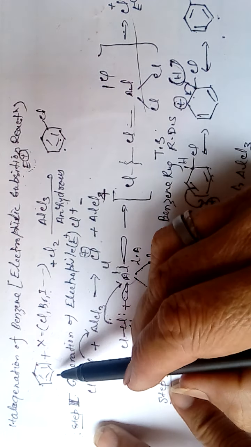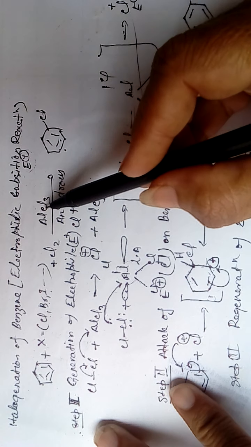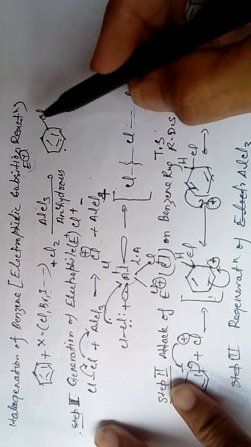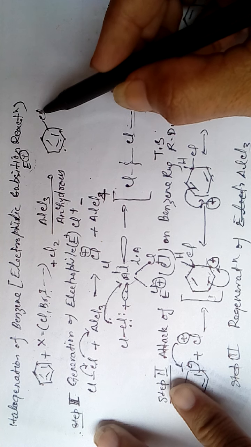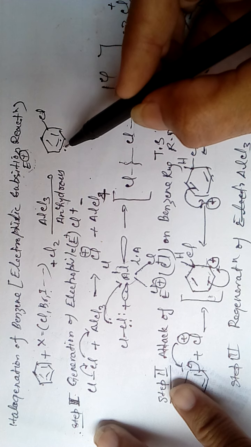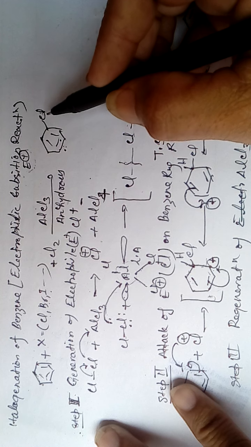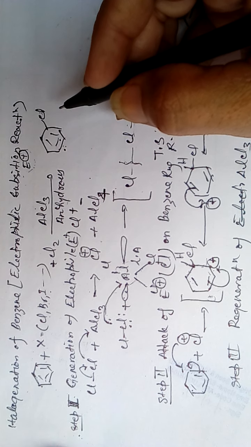In this reaction, when benzene reacts with halogens in the presence of anhydrous aluminum trichloride, it forms halobenzene. That means if we take chlorine, it forms chlorobenzene. It is also known as haloarene. Now let us see what happens in this reaction.